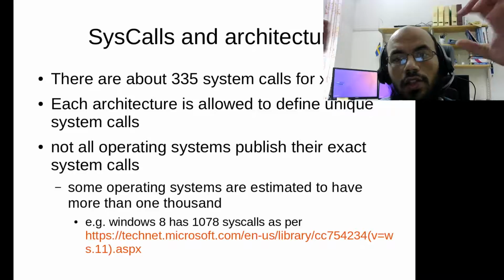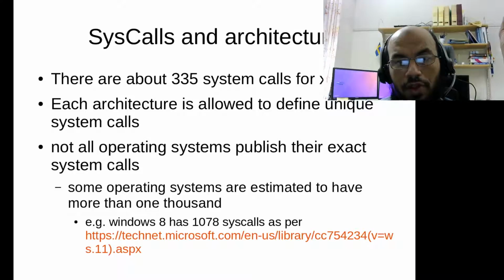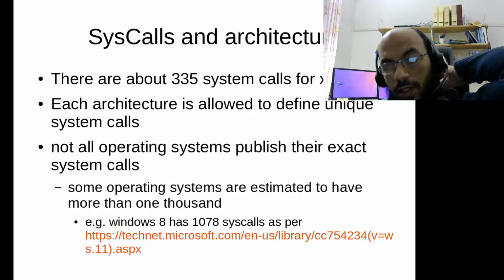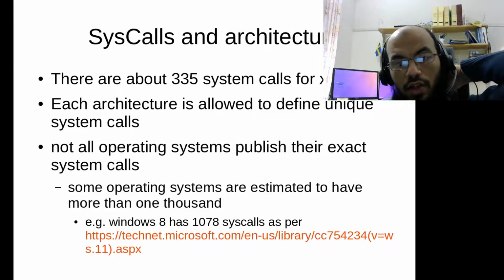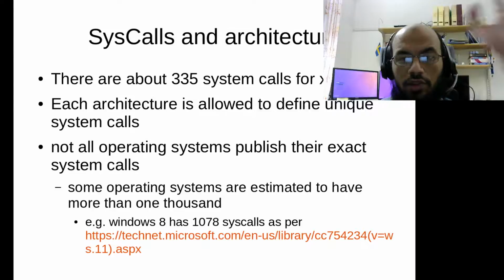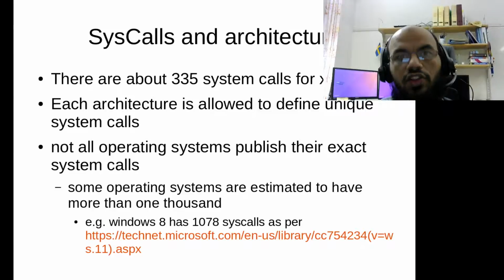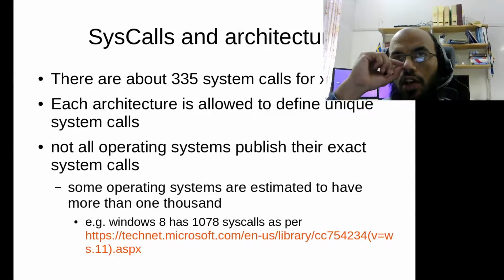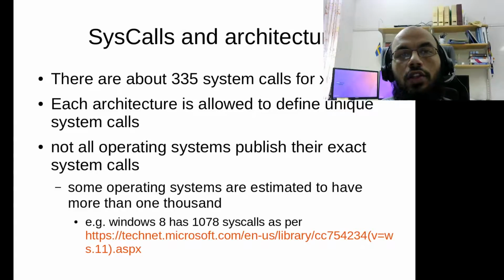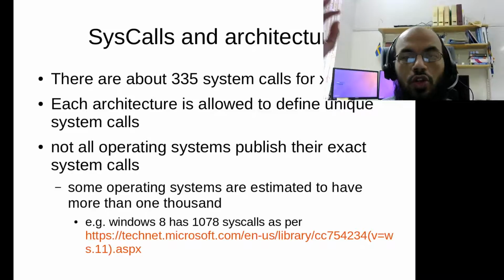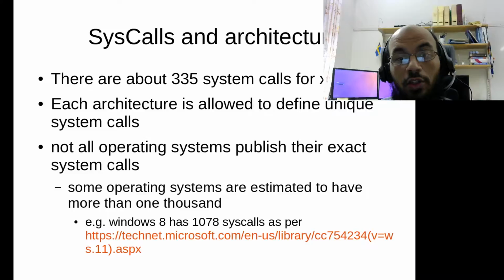And as I said, not all operating systems publish their exact system calls, and some operating systems are estimated to have over 1,000. Actually, Windows 8, and this is published, has 1078 system calls according to their online guide. Windows had that habit of not revealing what system calls they have, and people would actually try to hack Windows to understand what system calls are there because they might be useful for many programmers.